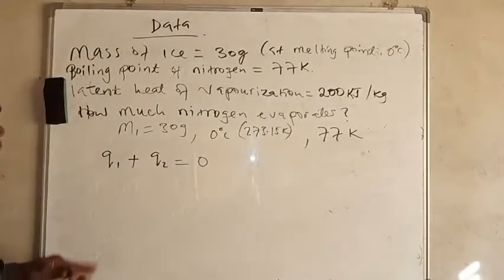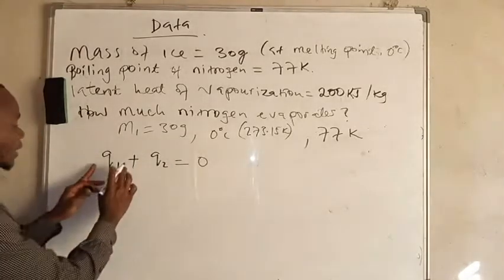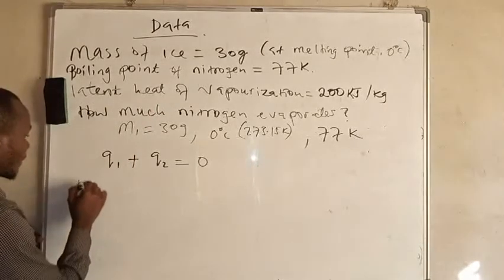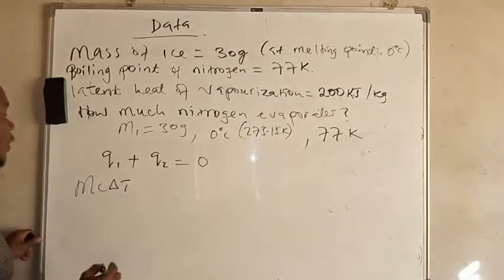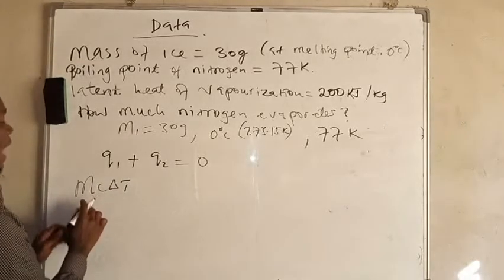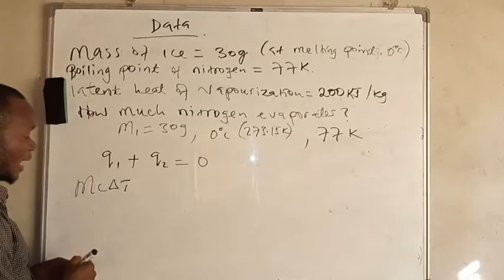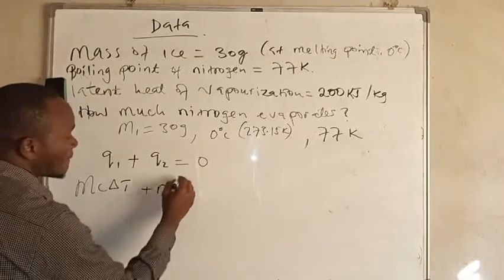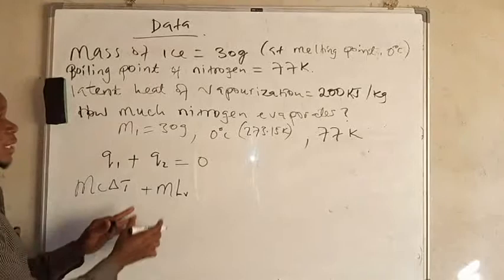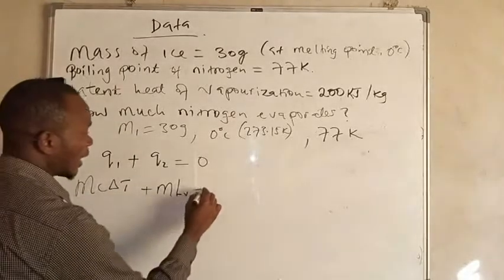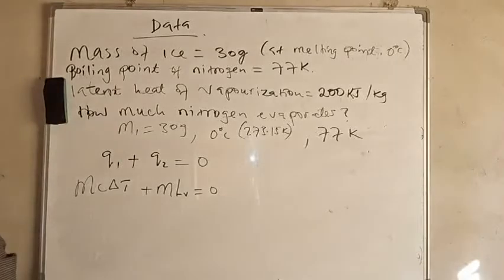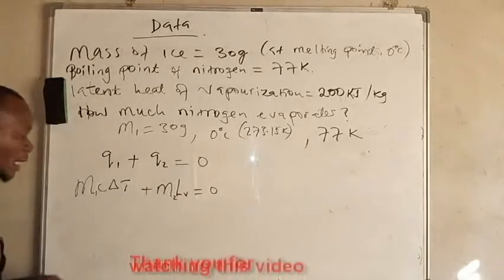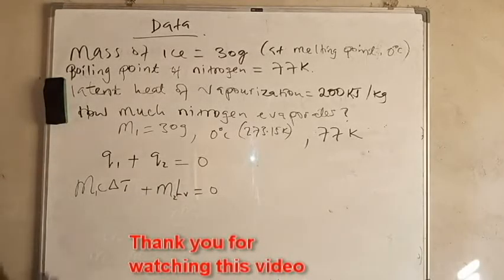So let's now write their expressions. For heat 1, the heat lost by ice, we have m c dT, which is the mass of ice times the specific heat capacity of ice and the change in temperature, plus mLv, the mass times the latent heat of vaporization, and this should give us 0. So this is mass 1 and this is mass 2.